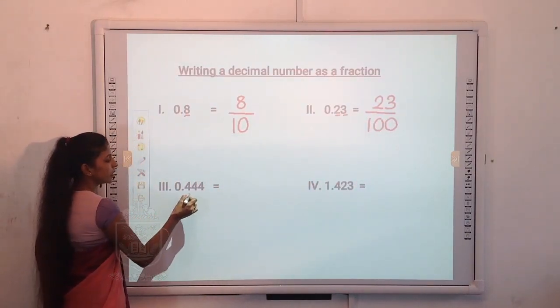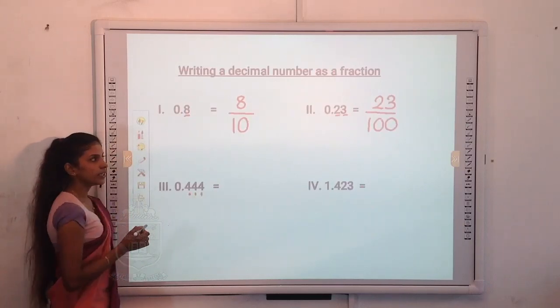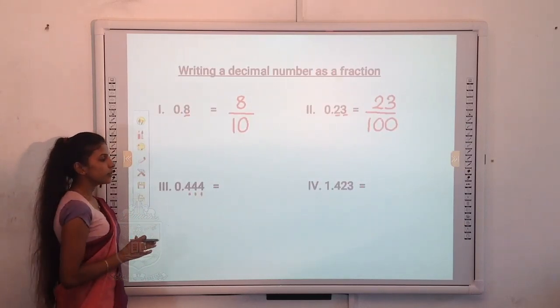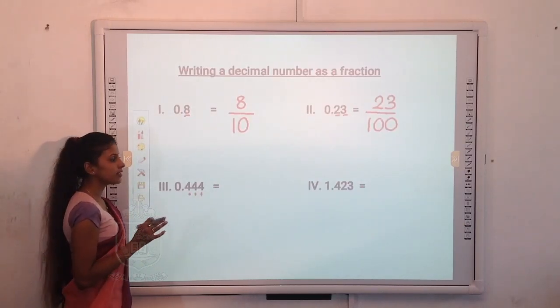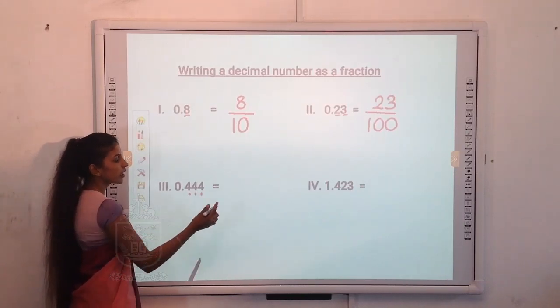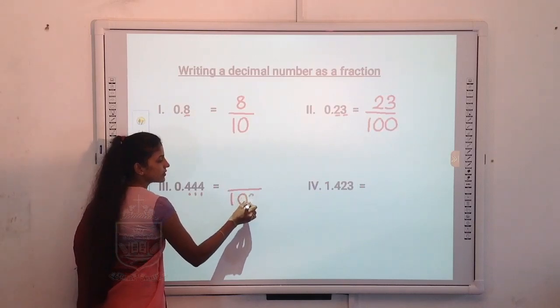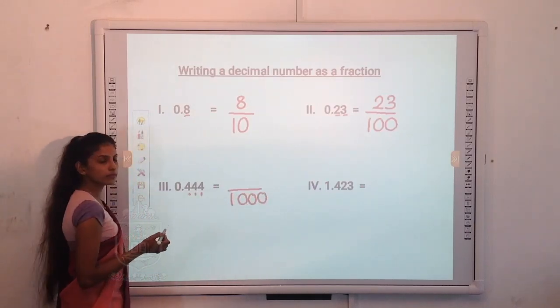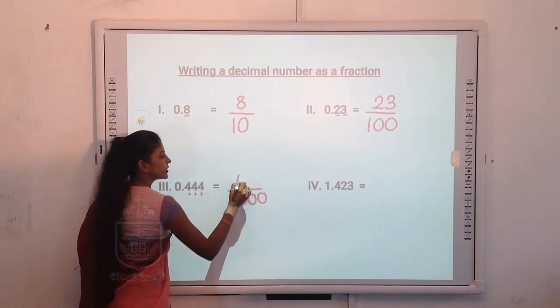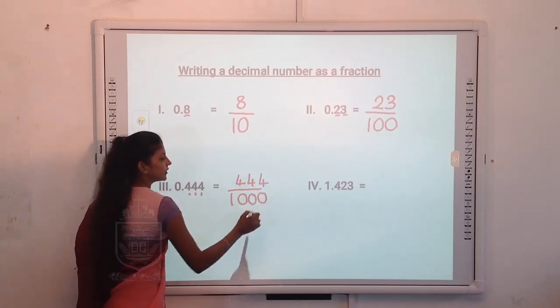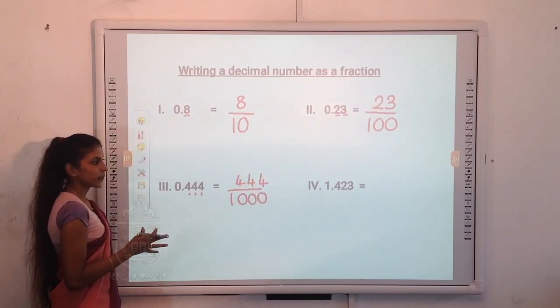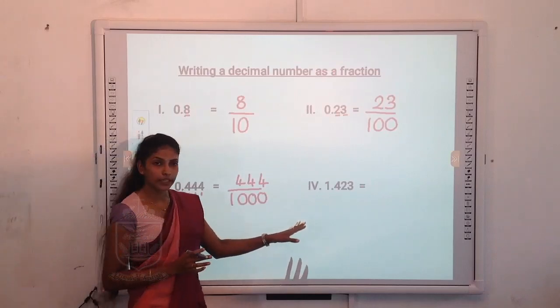Third example, how many decimal places? 3 decimal places. 3 decimal places means 3 zeros should be there in the denominator. 3 zeros means that is 1000. Okay, then we can take the number like this. So it is easy.